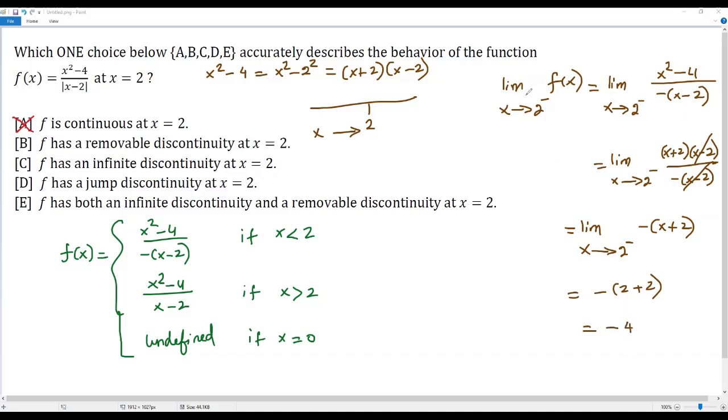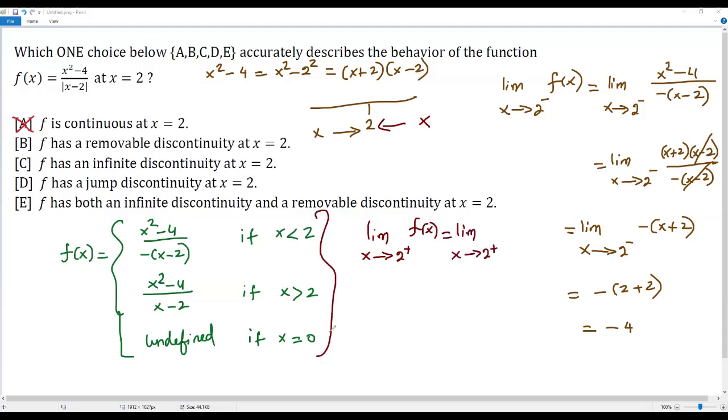I just evaluated the left side limit at 2 for the given function f of x, which is equal to negative 4. Okay, now what I need to do is evaluate the right side limit at 2. So let me do it over here. That is, limit as x tends to 2 positive. This time I write a positive sign on the top right corner of 2, because this time x approaches 2 from its right side. Okay, so let me write f of x over here. Again, let me write the same stuff, that is, limit as x tends to 2 positive.